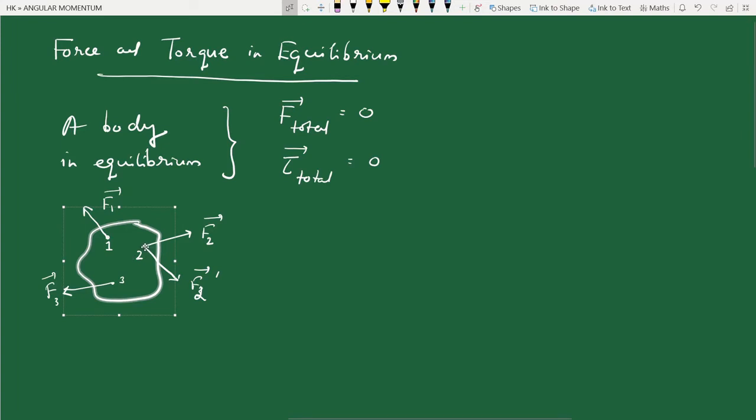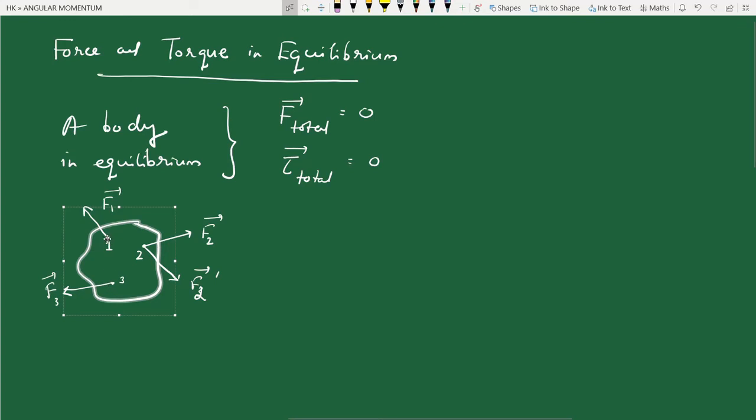Why? Because if we choose point 2 as the origin for calculating torque, then immediately we see that the torque due to F2 and F2 prime will be 0, because here the position vector is 0 itself. If we choose the point where a force acts as the origin, there is no position vector; the magnitude of the position vector is 0. Therefore torque due to F2 and F2 prime will be 0. But about this point, there will be some torque due to F1 and some torque due to F3. So we need to calculate only torques due to these two forces.